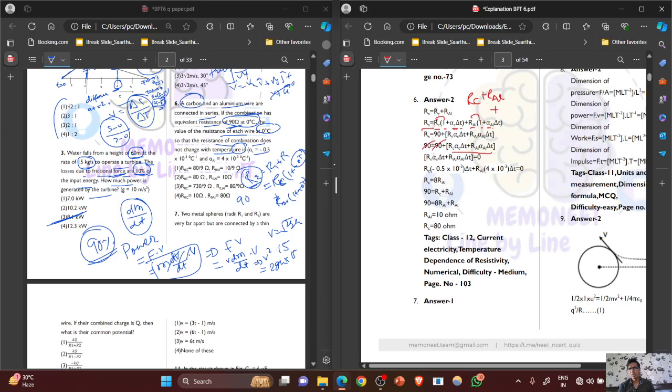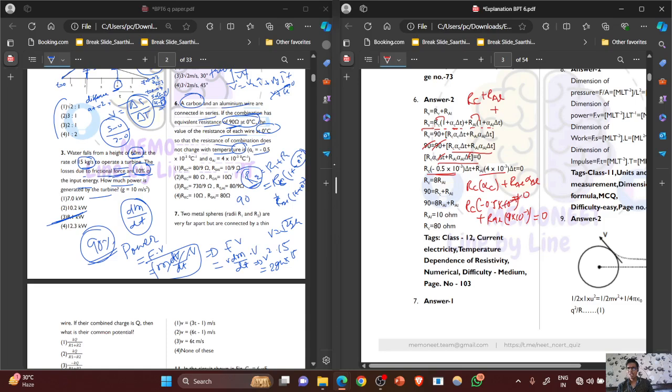Now this will become 0. So this equation will become 0, so once it gets 0, delta T will be removed. That means this plus this is equal to 0. So from here we get Rc into alpha C plus Ral into alpha Al equal to 0. From this we get the equation: Rc and alpha C is given as minus 0.5 into 10 to the power minus 3, plus Ral into 4 into 10 to the power minus 3, equal to 0.